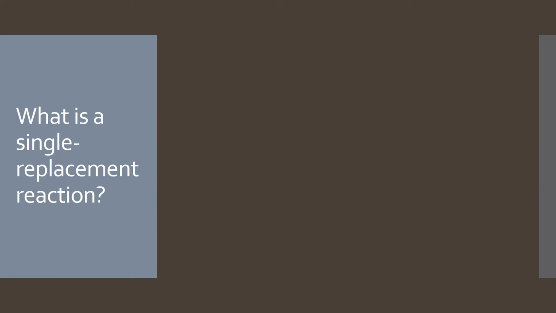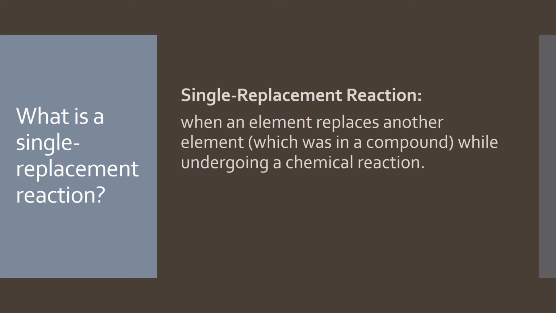Let's do some review. A single replacement reaction is when one element replaces another one in a compound, all of this undergoing a chemical reaction. So there's a chemical change going on. Your example is silver chloride plus lithium gives you lithium chloride and silver metal.